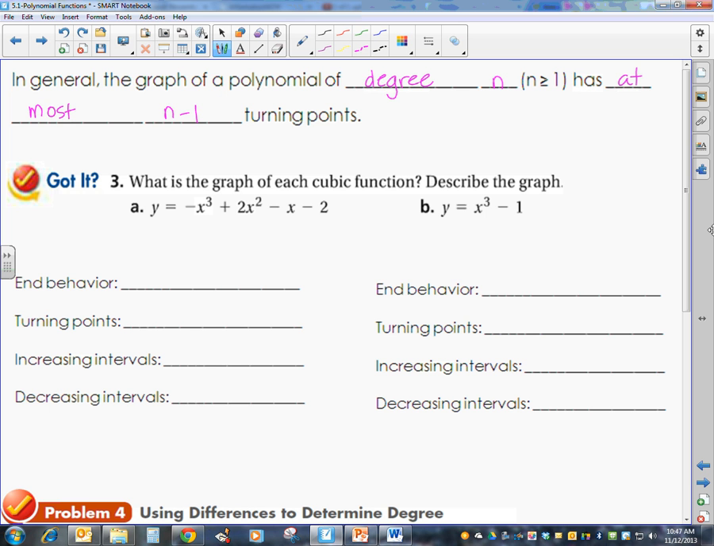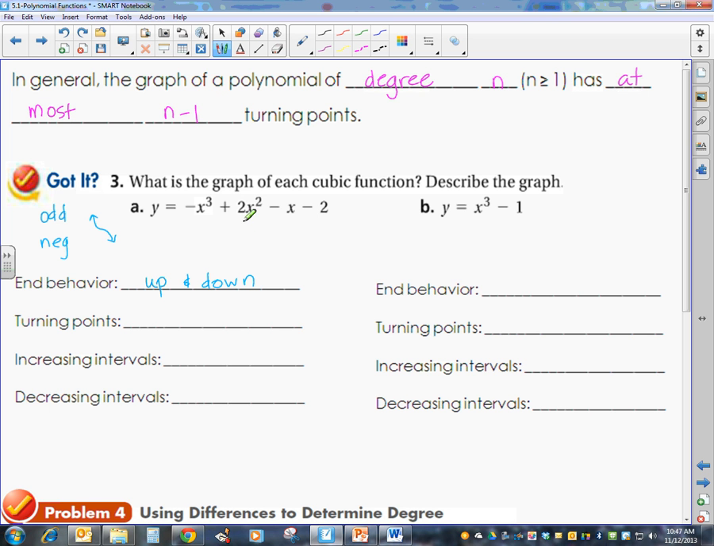So let's see what kind of things you're going to have to describe about a graph. Okay, y equals negative x cubed plus 2x squared minus x minus 2. You should notice that this is odd and it's negative. So that means the graph is doing something of that sort, and it might have some turning points. But the end behavior is up and down. The left arrow is going up, the right arrow is going down. Describe the turning points.